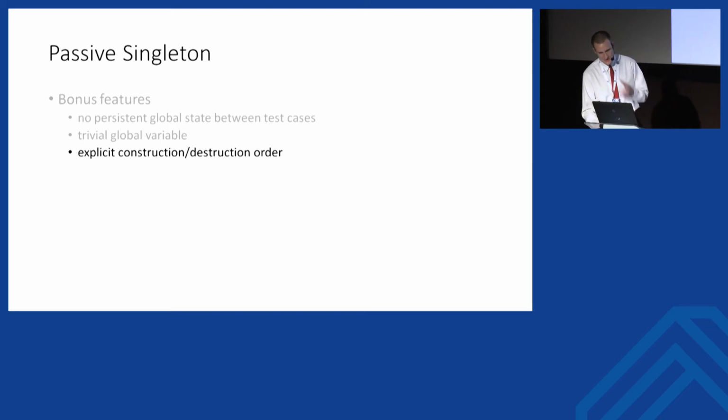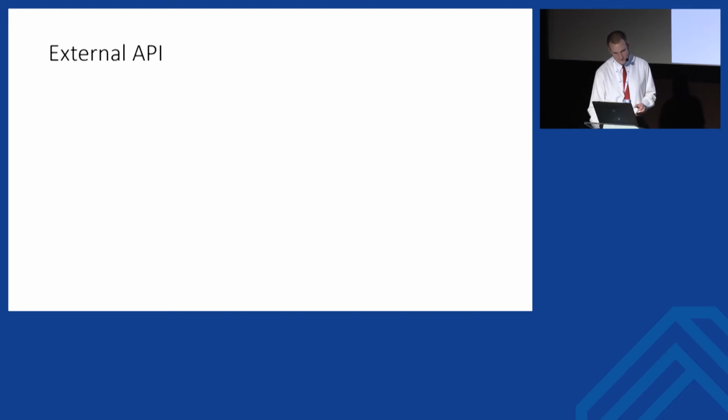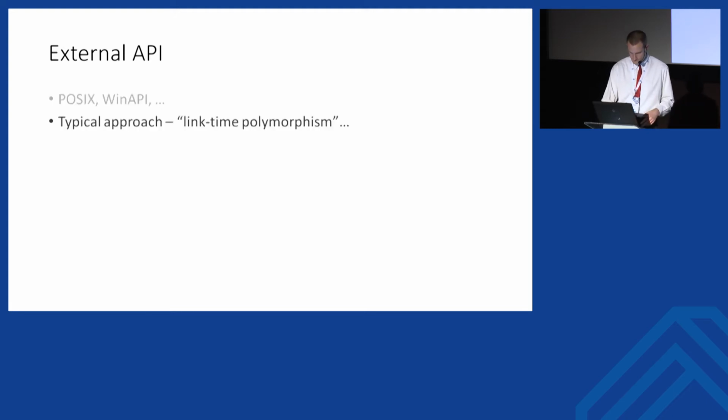That's why explicit construction and destruction is much, much better, in my opinion at least. Now, when it comes to external APIs, there is a lot of them. POSIX, WinAPI. Sometimes you might even consider the C library itself worthy of mocking. Like you could trace, I don't know, memory allocations, for example, or file operations.